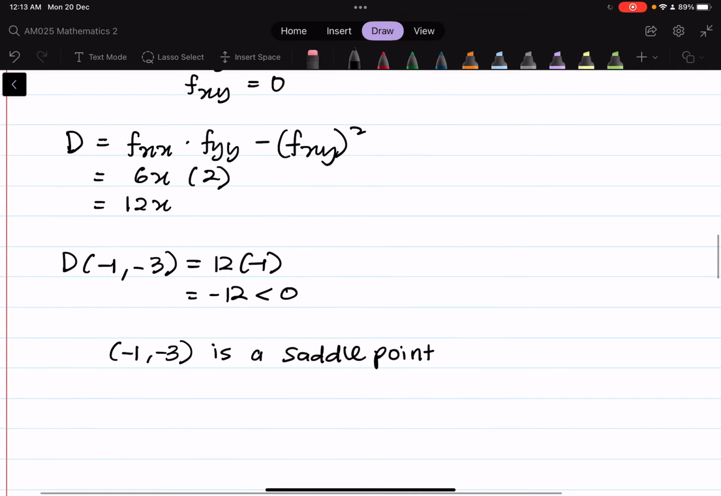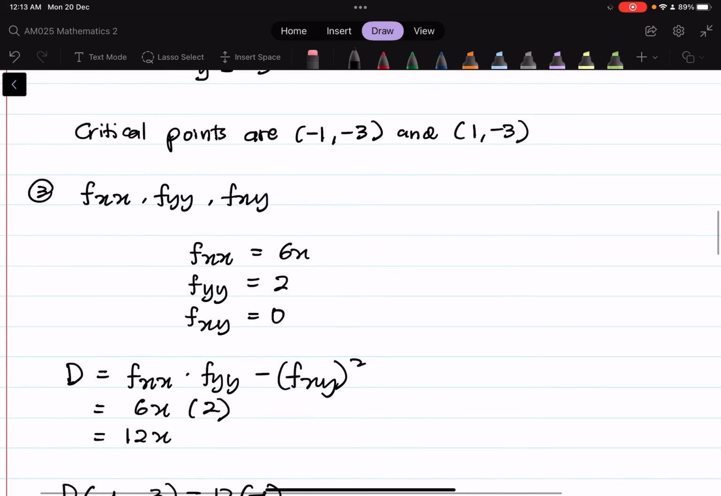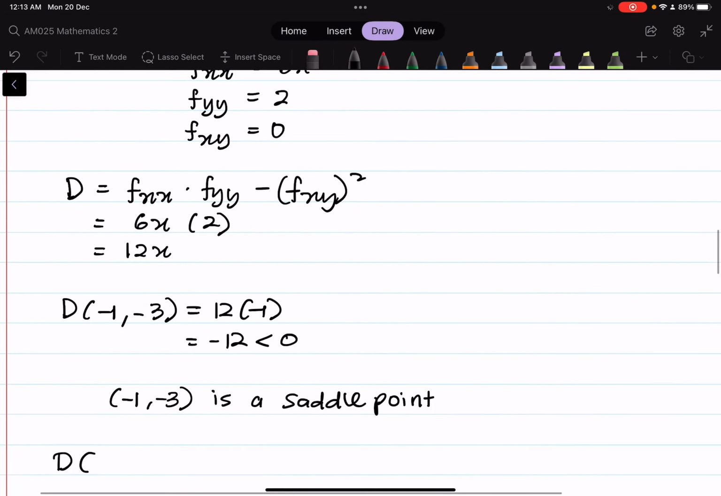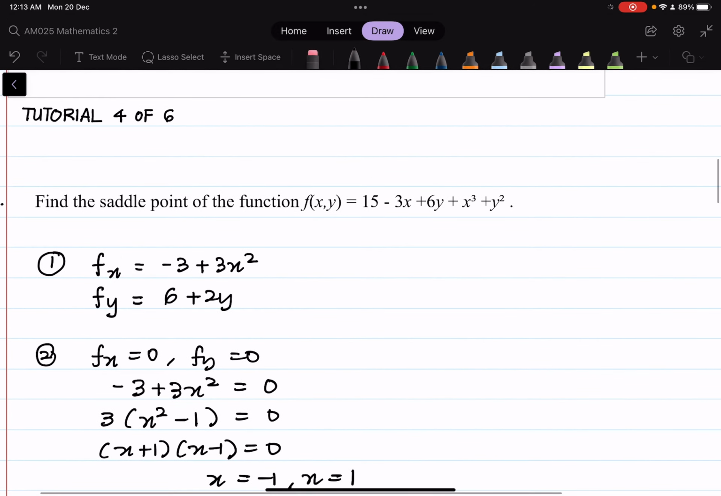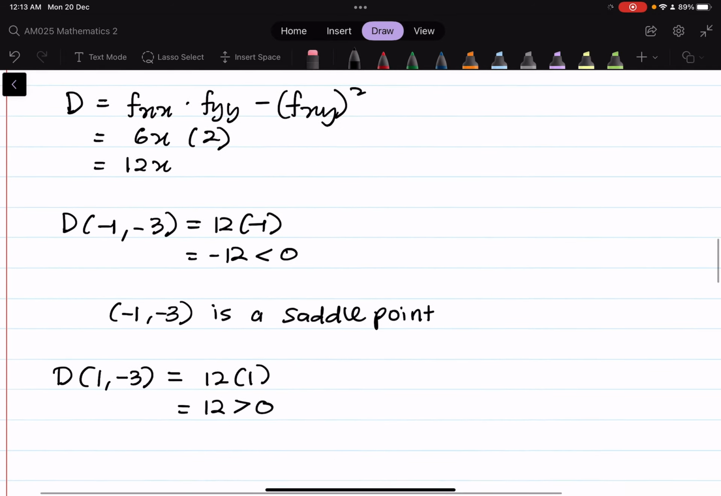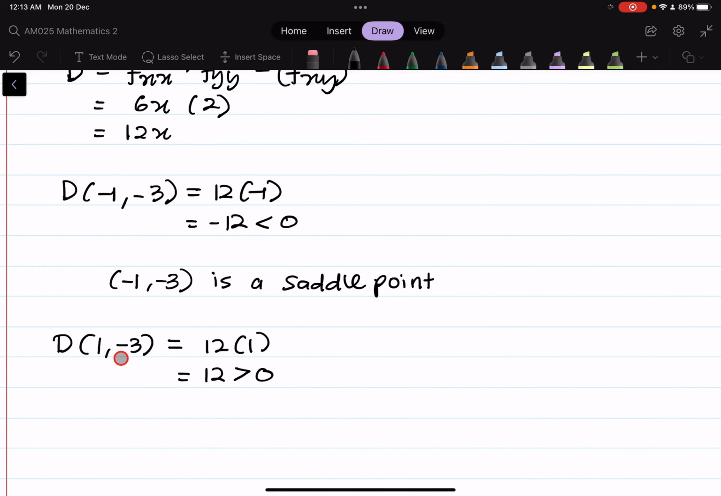So now let's check for D at the point 1, negative 3, which equals 12 times 1, which is positive 12, and positive 12 is greater than 0. So since we're asked to find the saddle point of the function, it means that 1, negative 3 is not a saddle point.